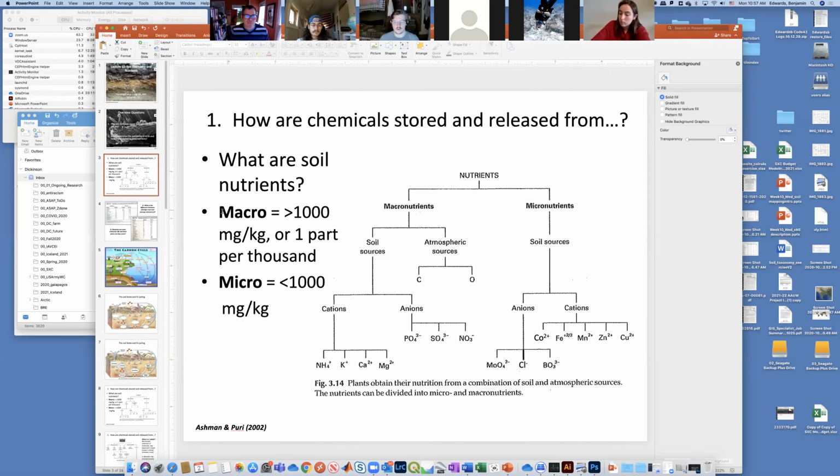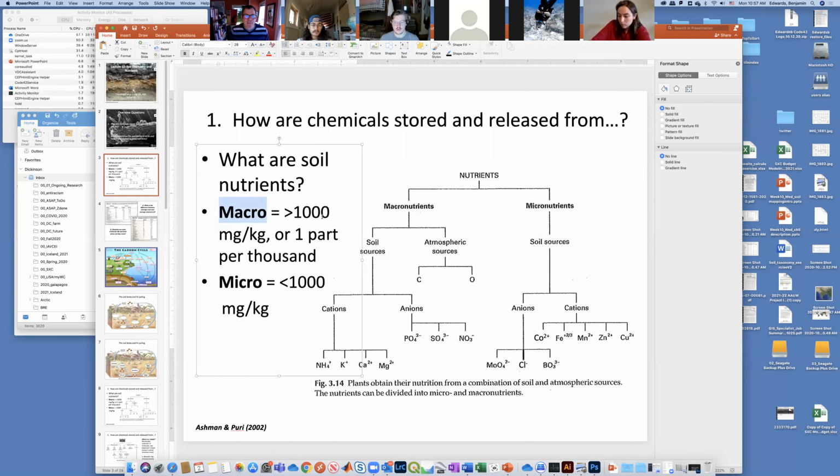And so when we talk about nutrients, there's a couple of different terms we use in soil. We have macronutrients, and macronutrients are defined by their concentration. A macronutrient is something that's greater than 1,000 milligrams per kilogram, or 1 part per thousand, and a micronutrient is less than that. That's somewhat arbitrary, but for all classifications, as we've seen over the course of this class, we have to make some arbitrary cutoffs just so that the terminology is easier to use.